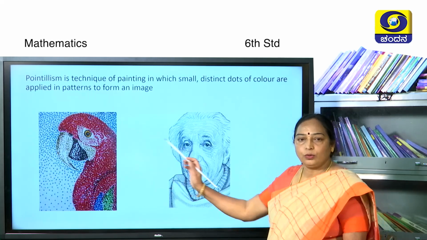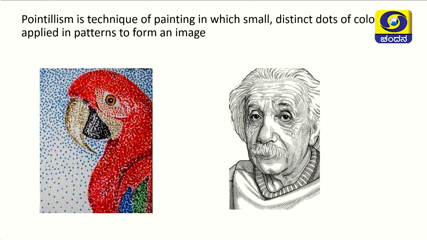Children, look at these two pictures. Pointillism is a technique of painting in which small distinct dots of color are applied in patterns to form an image. Here we can see the parrot made by dots. In the second figure, we see the Albert Einstein picture made by the pointillism technique. Children, now we understood some situations where we get ideas of points.